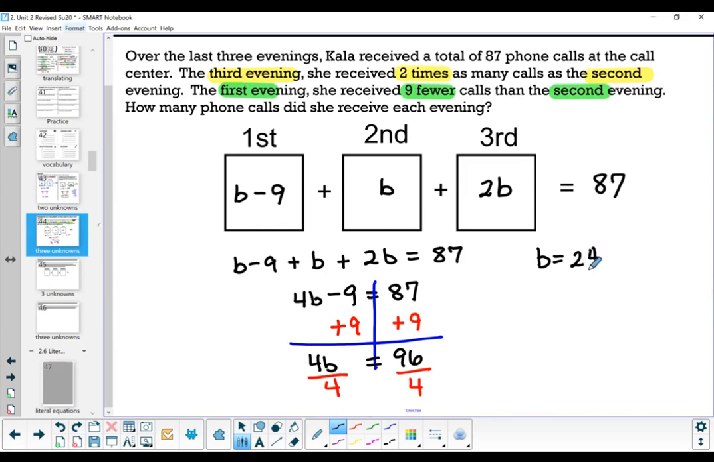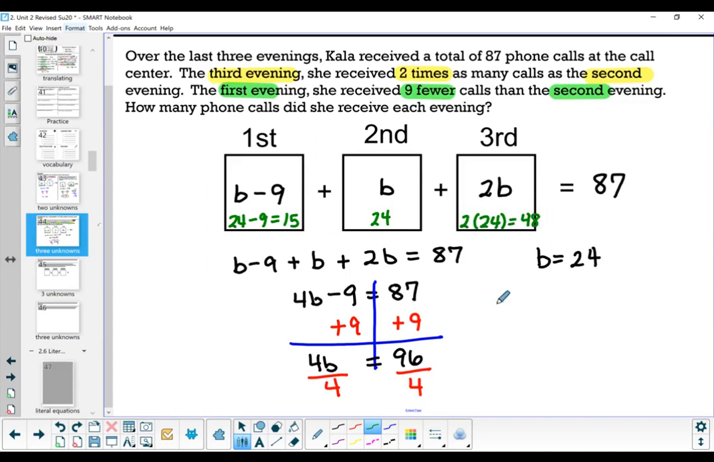All right, now if we look at the question, it says, how many phone calls did she receive each evening? So B is 24, so the 2nd evening is 24. The 1st evening is going to be B minus 9, which is 24 minus 9, which is 15. The 3rd evening is 2B, so that's 2 times 24. That's 48.